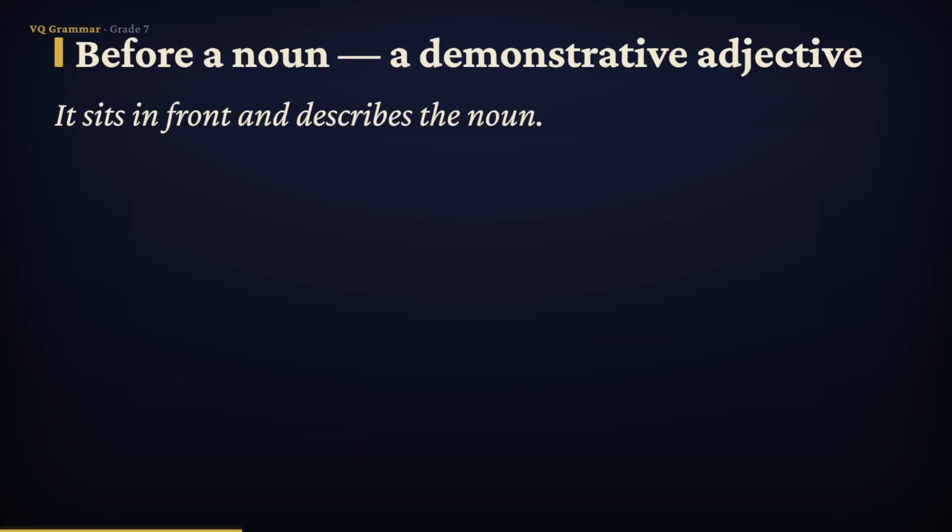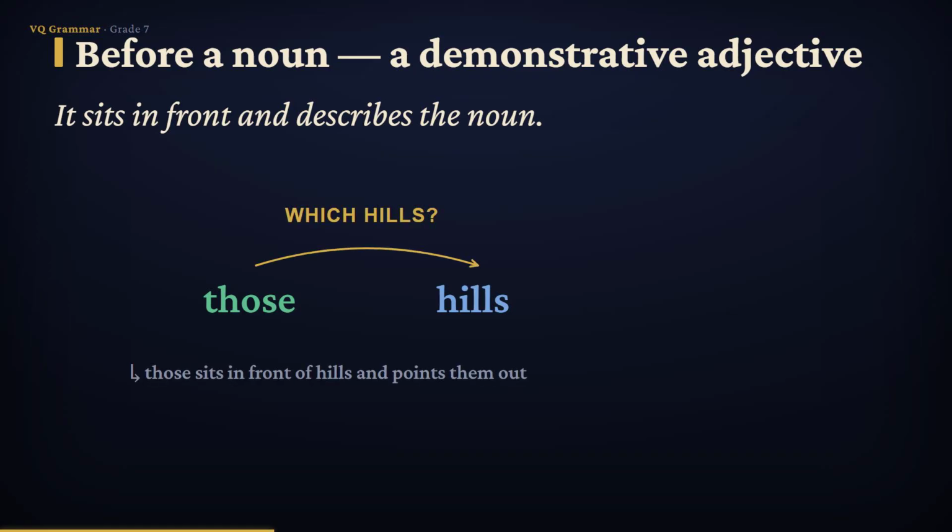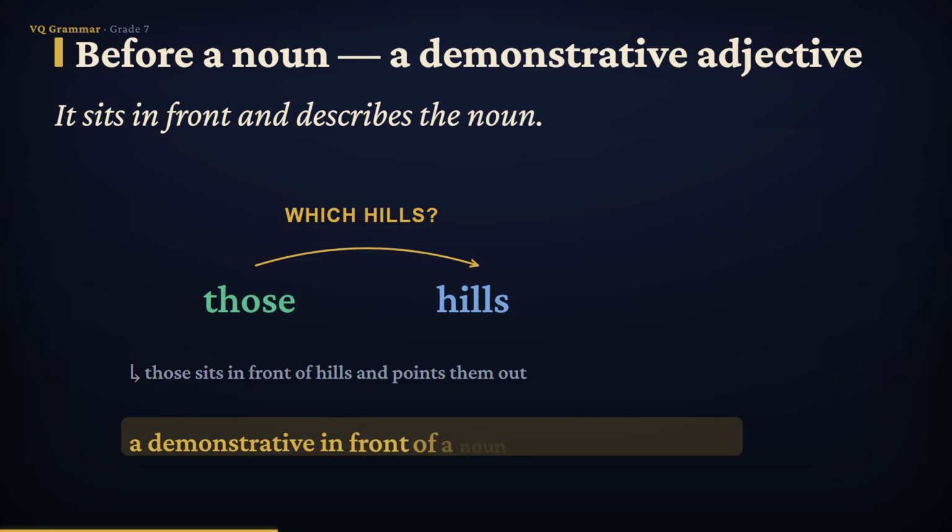Here's where the two names come in. When a demonstrative sits right in front of a noun and describes it, we call it a demonstrative adjective. Listen. Those hills rise sharply in the north. The word those sits in front of the noun hills. Which hills? Those hills, the ones over there. Because it's describing a noun, those is working as a demonstrative adjective.